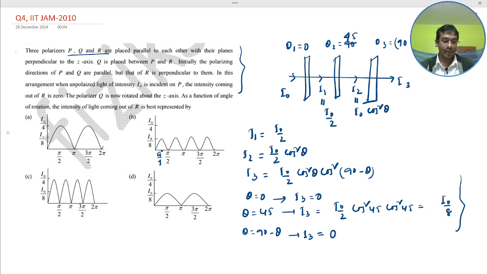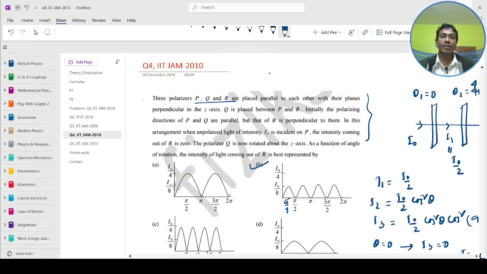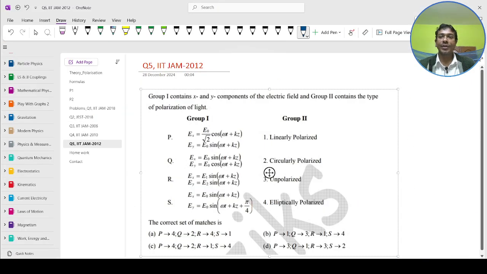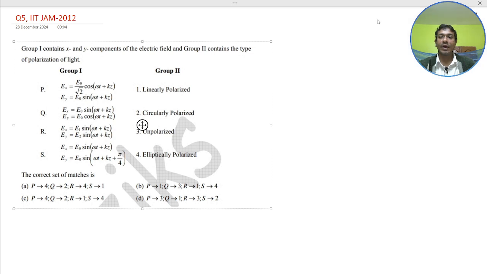So I think B would be our correct answer. Last one, 2012 IIT JAM, match this. This is a NEET type question, I think. You just match group 1 and group 2. Given linear polarized LP, circular polarized CP, unpolarized UP and the elliptical polarized EP.